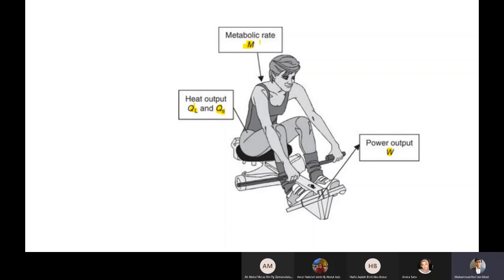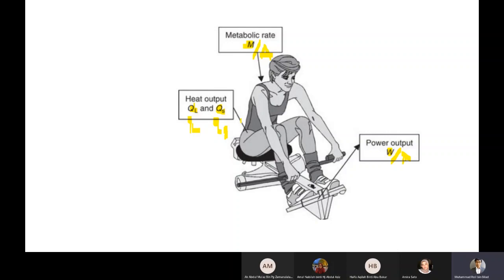So you need to make it an M over A. Okay, and this is W over A, if you want to use the watt per square meter. And this one becomes the small q, QL, and this is a QS. Yeah, be very careful. The best way is to check the unit all the time.